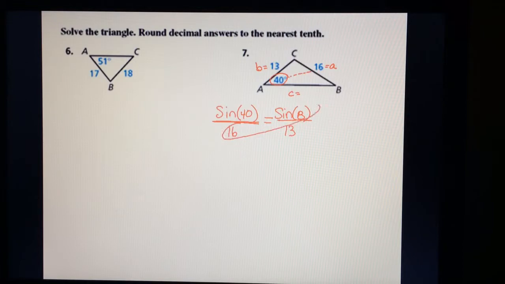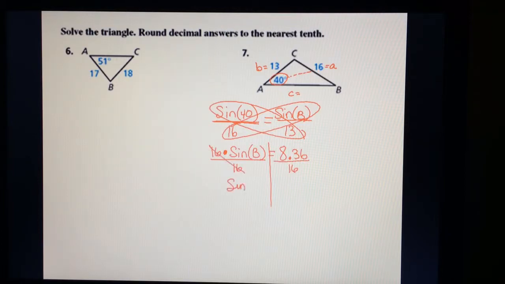So when I cross multiply, that has a variable in it. So I can't put it in the calculator. 16 times sine of B. This is all numbers. I can put that in the calculator. 13 times sine of 40 is 8.36. Trying to solve for B. B is my variable. So we have a couple of things happening over here. The first thing I notice is the 16 that's multiplying to him. So I want to divide both sides by 16.